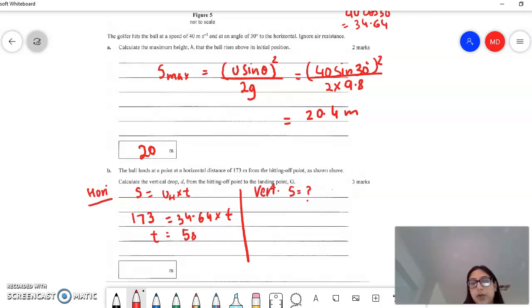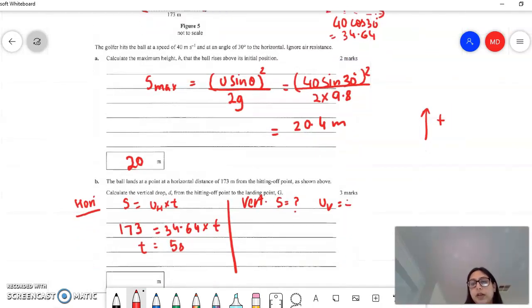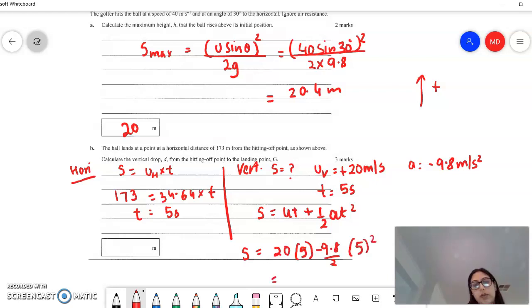So displacement is the unknown. Again, we're taking the up as positive direction. So initial speed is plus 20. So I'm going to write plus 20. Acceleration is 9.8 downwards, so negative 9.8. And the time taken for the ball to land or hit that point is 5 seconds. So I'm going to use S equals UT plus half AT squared. So S equals 20 times 5 minus 9.8 over 2, 5 squared, which is 22.5 meters.